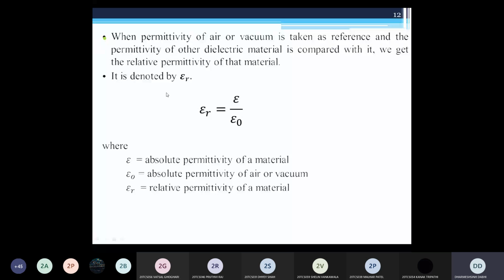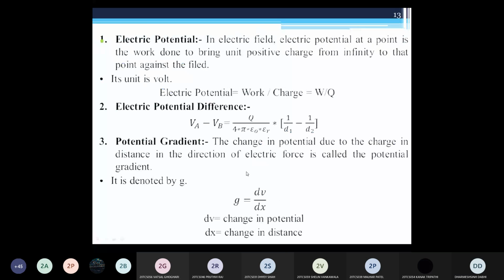So as I already told you, epsilon is equal to epsilon 0 into epsilon R. So epsilon R, relative permittivity, is equal to epsilon divided by epsilon 0. So epsilon is the absolute permittivity of that material, epsilon 0 is the absolute permittivity of air or vacuum, and epsilon R is nothing but the relative permittivity of the material which we have measured. Clear? So this is the relation between the permittivities.